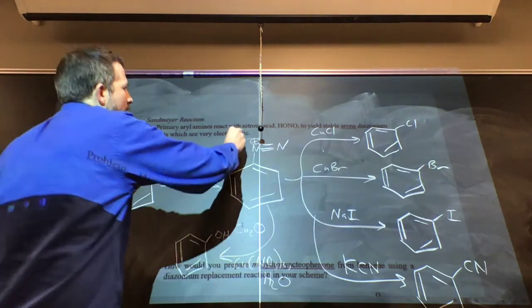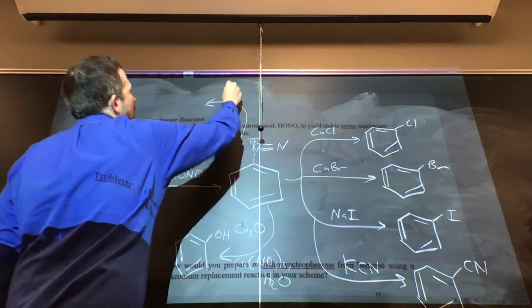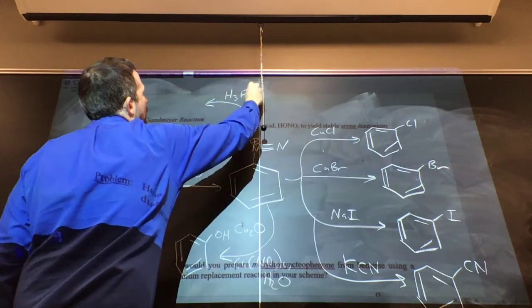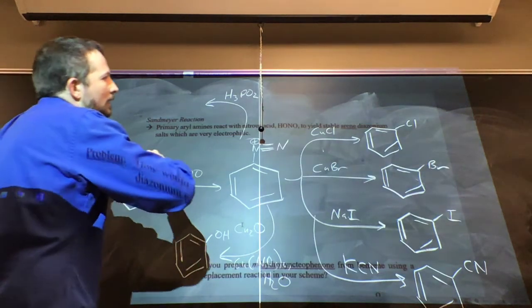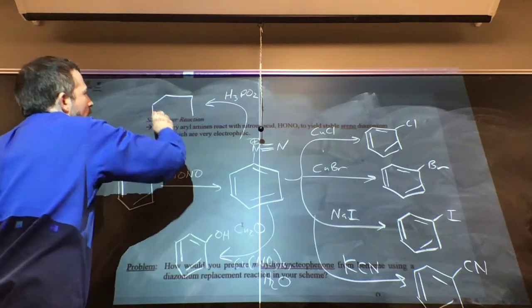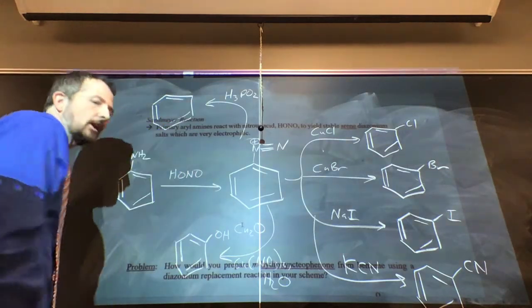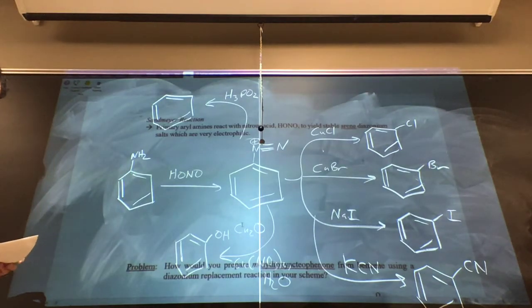And then you could also react it with H3PO2, and it just adds a hydrogen in place of your diazonium, or your N2. So you end up with your benzene back. So let's go ahead and look at a problem.